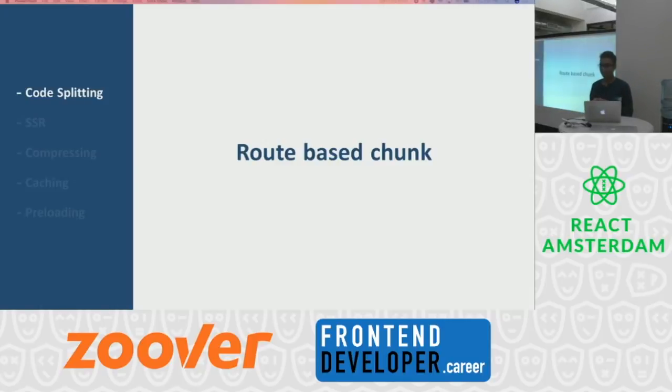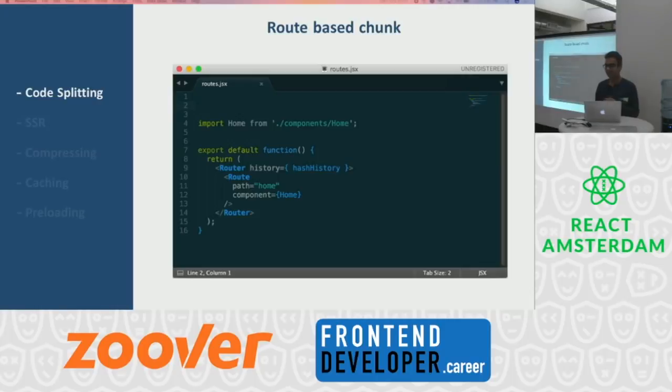That's the route-based chunk. This is the default React Router syntax, where you import it. The two important things to look at here are the import and the component API of the route, where you just pass the component to it. Whenever Webpack bundles it, it imports the file into the main application and then links it, so it creates a big bundle there.